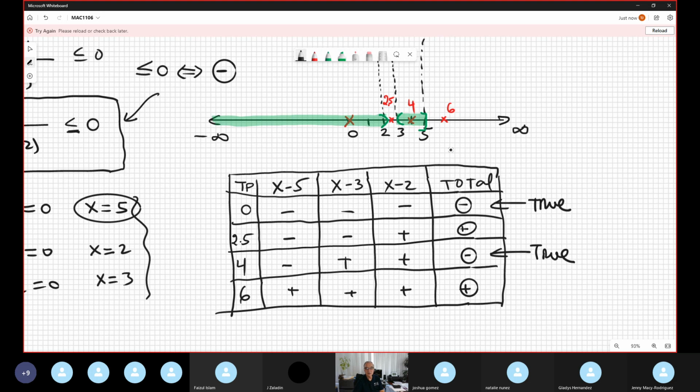What is my final answer? The final answer is from negative infinity, comma, 2, parenthesis, union, parenthesis, 3, 5, with 5 included with a bracket. Final answer. Cool.